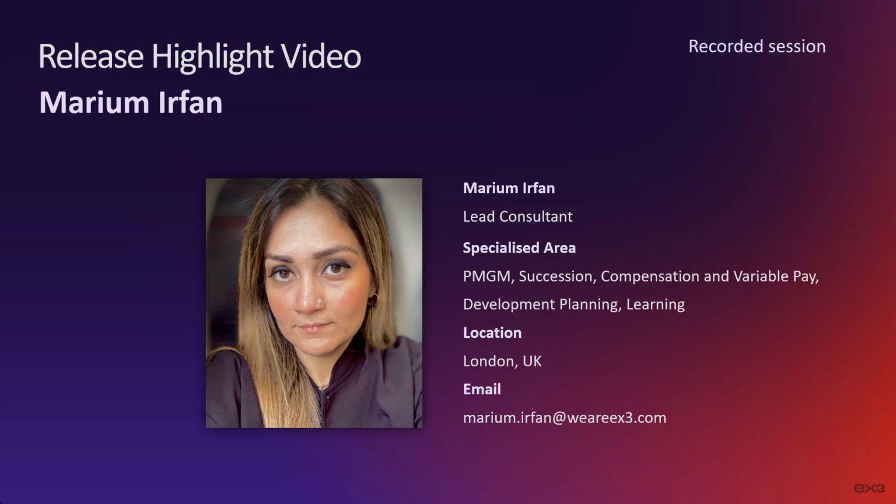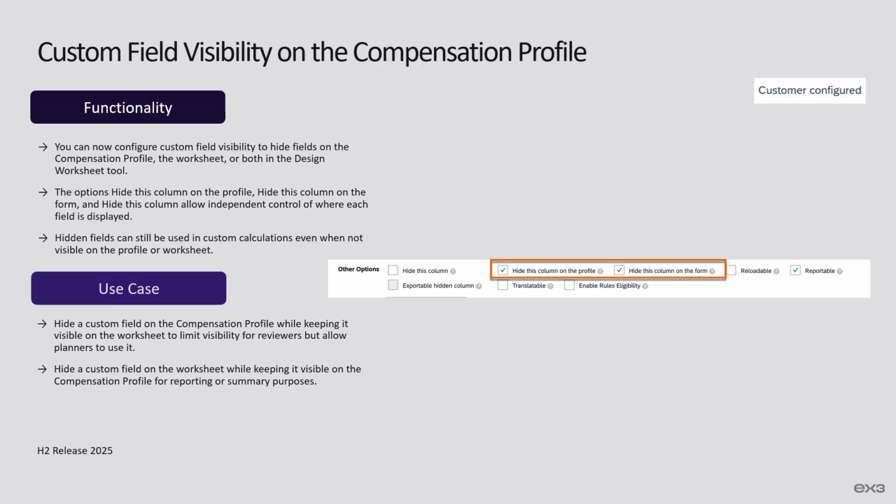Let's begin by looking at our first highlight. The first one within the compensation module is custom field visibility on the compensation profile. This update will allow users to configure custom fields visibility to either hide or display on the compensation profile. Previously, it was just limited to the worksheet.